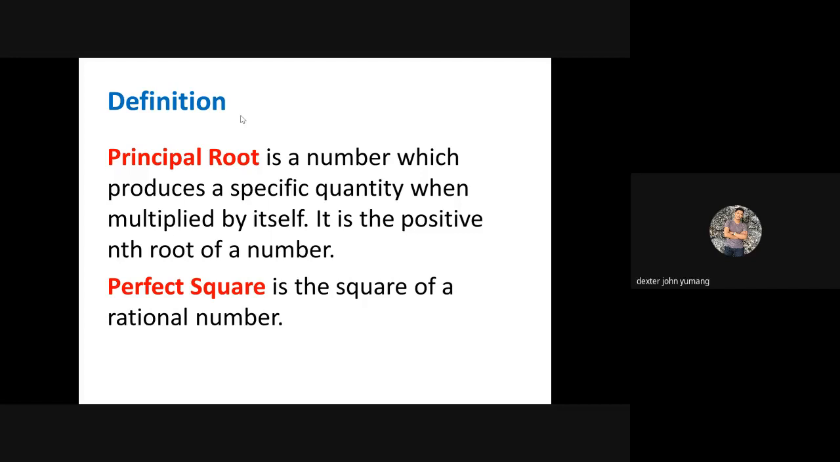So, by definition, when you say principal root, it is a number which produces a specific quantity when multiplied by itself. It is the positive nth root of a number.